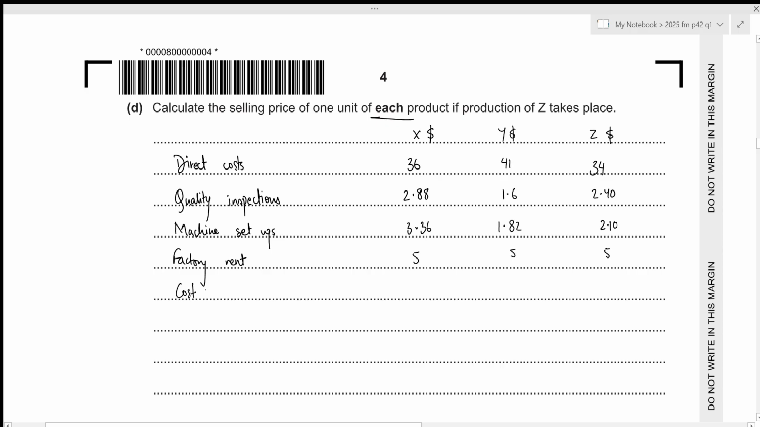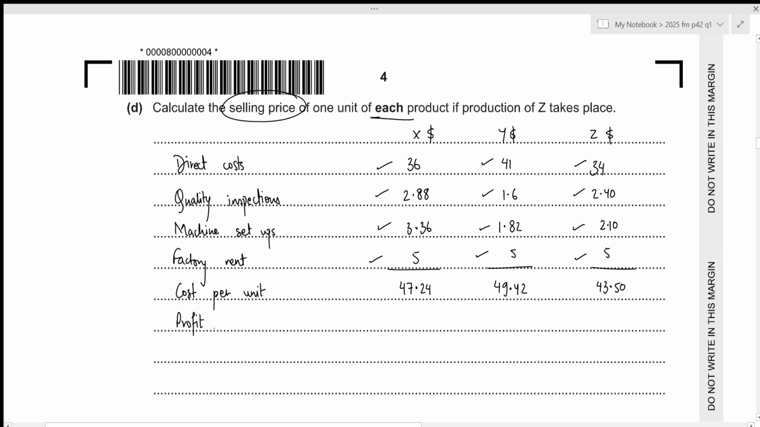Now we can figure out the cost per unit. We'll just have to add all of our costs. So for X, that will be 36 plus 2.88 plus 3.36 plus 5, which results in 47.24. For Y, that will be 41 plus 1.6 plus 1.82 plus 5, which results in 49.42. For Z, it will be 34 plus 2.4 plus 2.1 plus 5, which results in 43.5. Now, in this case, we need to figure out the selling price. So we need to implement our markup, which will result in the profit.